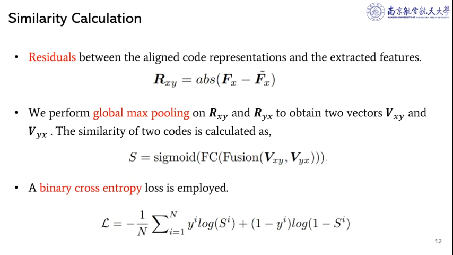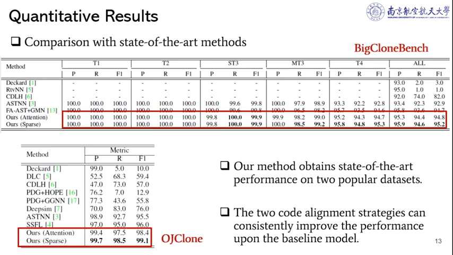Since the residual is a two-dimensional tensor, we apply a global max pooling along the sequence dimension to obtain two vectors V subscript xy and V subscript yx. Then we fuse the two vectors and use a fully connected layer to map dimensionality from D to 1, followed by a sigmoid operation. Finally, we use a binary cross-entropy loss to guide the training process.